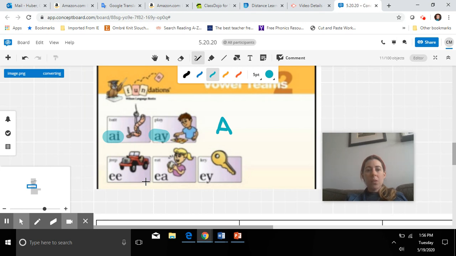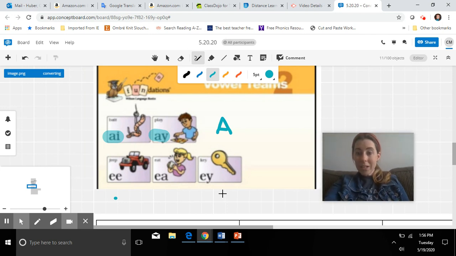Okay, we have 3 new vowel teams today. Take a look at them. EE, EA, EY. Okay, let's say the letter, the keyword or the picture, and the sound that they make. And you're going to notice all 3 of these vowel teams make the same sound. So when you see them in a word, they will all sound the same. Let's try.